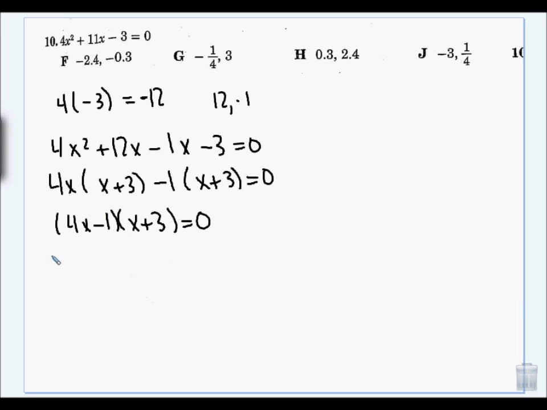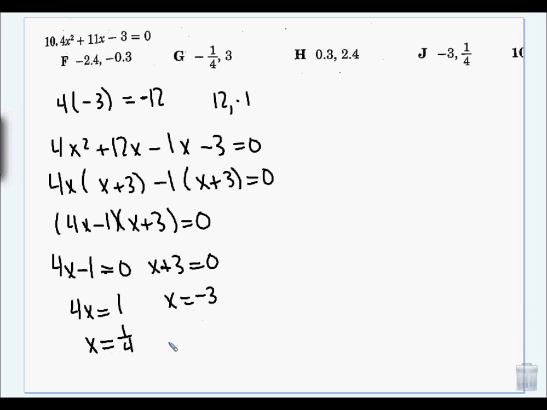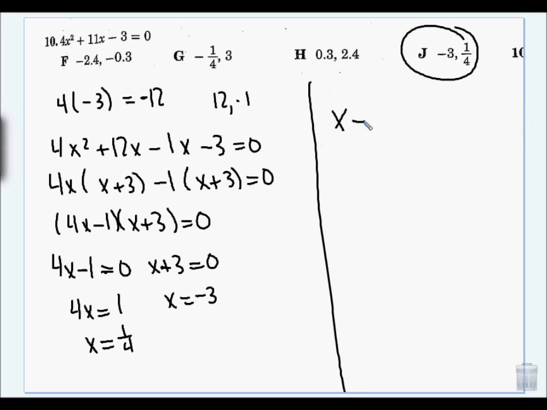So that's completely factored. I can set each equal to 0 and solve. So that's one way to do it. Or I can use the quadratic formula.